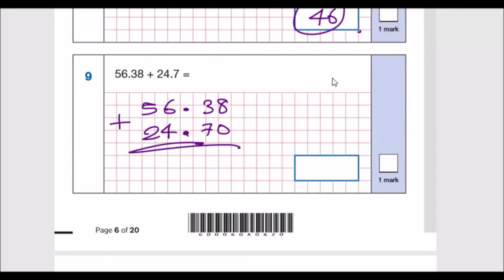So now we have to add them, and again, line up your decimal place here. So you got 8 plus nothing is 8. 3 plus 7 is 10, so 0 carry the 1.